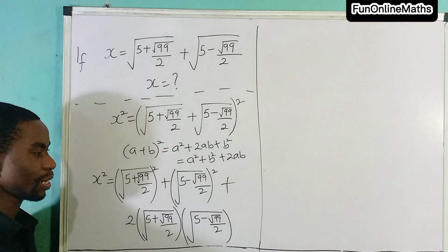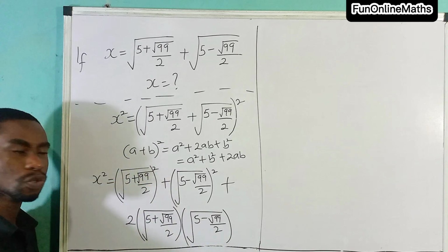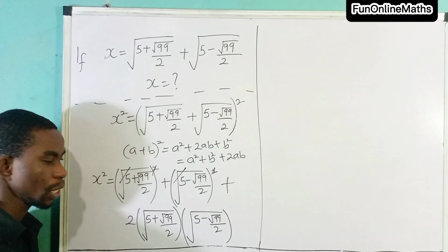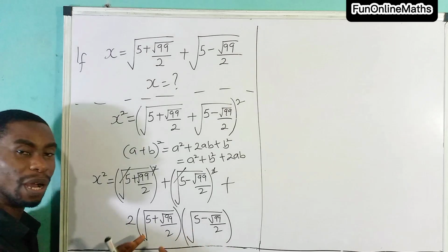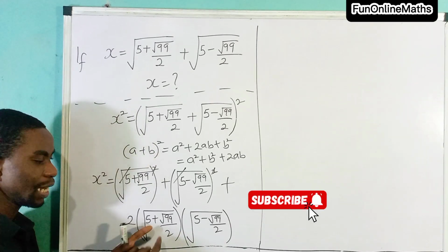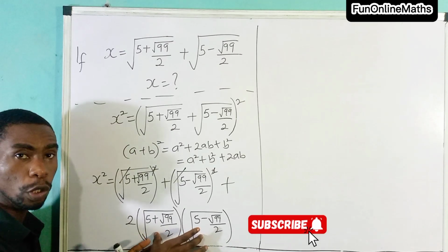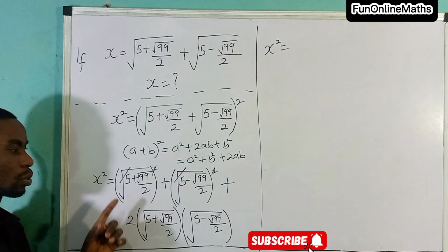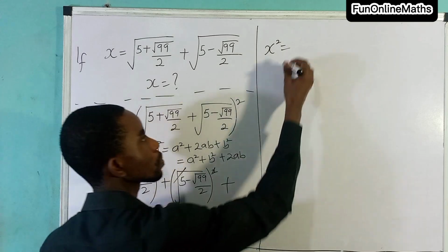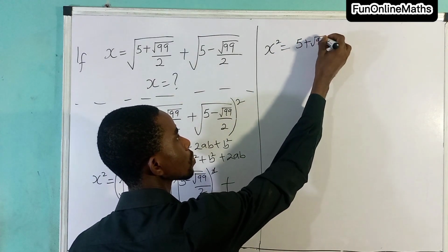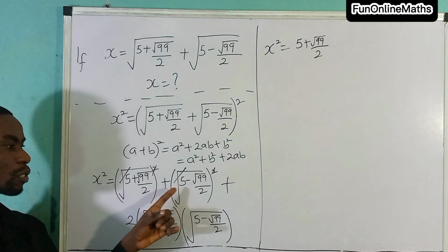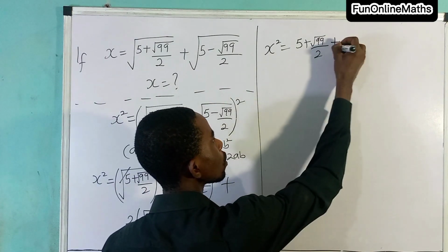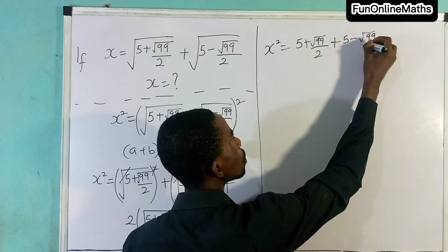So yeah, now the square always cancels out square roots, so this will make our work easy for this and also for this. However, for the cross term, because both of them have square roots, you can't cancel out the square root because they are not the same. So this is where we'll be expanding. Here we have x squared equals 5 plus root 99 over 2, plus 5 minus root 99 over 2. Square root is gone for this.